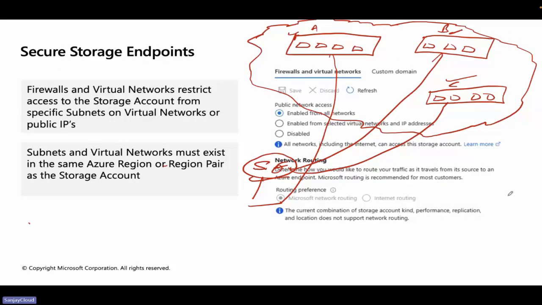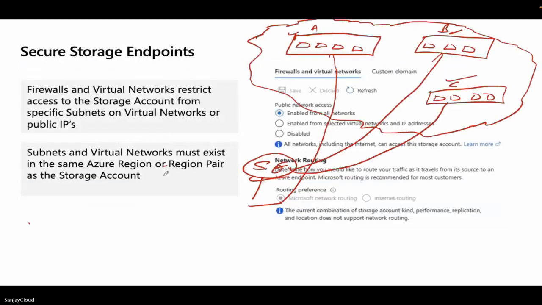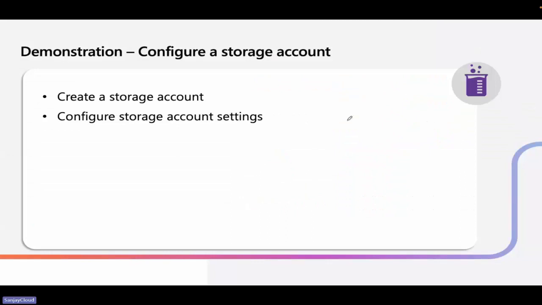Let me show you the theory part now. If you remember, we already discussed storage services, where we have 4 types of services: container, table, queue, and file services. For each service, you will get a separate container and separate URL. We can use a custom DNS name, which we already discussed in our last session. We can enable a service endpoint to limit our network traffic either to a public IP address or to a virtual network subnet, which we already discussed.